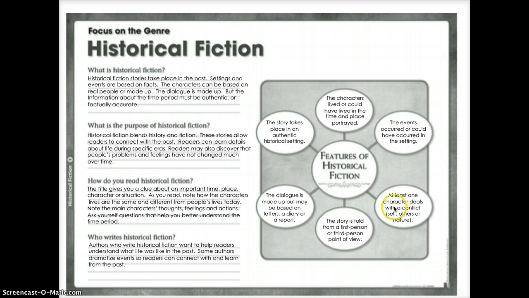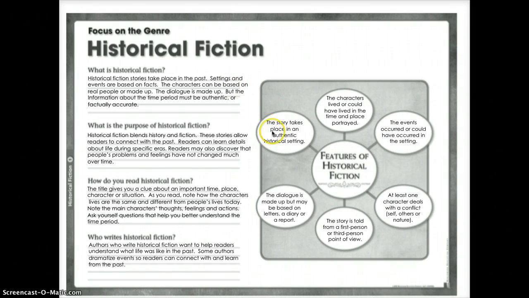When we talk about characters, at least one character deals with a conflict: conflict with self, conflict with someone else, or conflict with nature. The narrator is generally a first person or third person point of view. The dialogue is made up, but maybe based on letters, a diary, or a report. So it's going to be similar to how people would speak at that time, and sometimes they draw from other resources in figuring out how people speak.